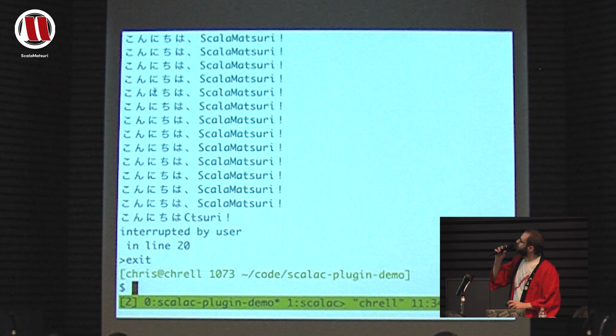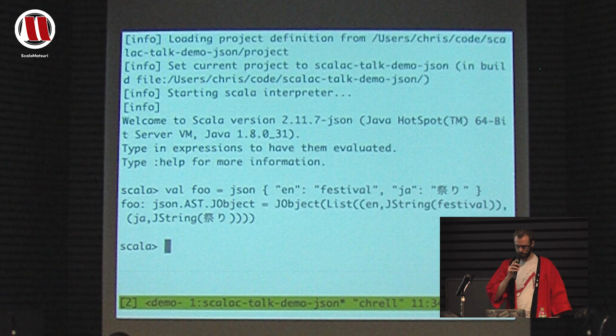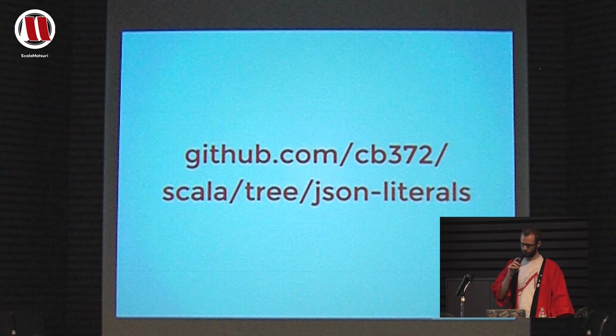I'm running SBT console here, so I've got a REPL ready. You can see it's using my customized version of Scala 2.11.7, which I built earlier. So now if I type val foo equals JSON, and then I just type some JSON here, then it will parse it and turn it into Scala for me. So there you go, JSON literals in Scala. And the code for all of that is also online if you want to take a look.